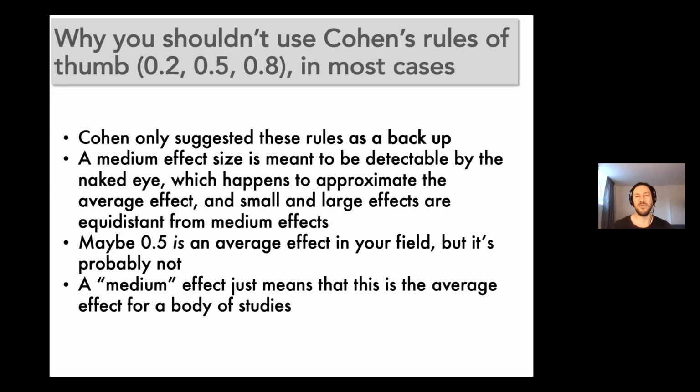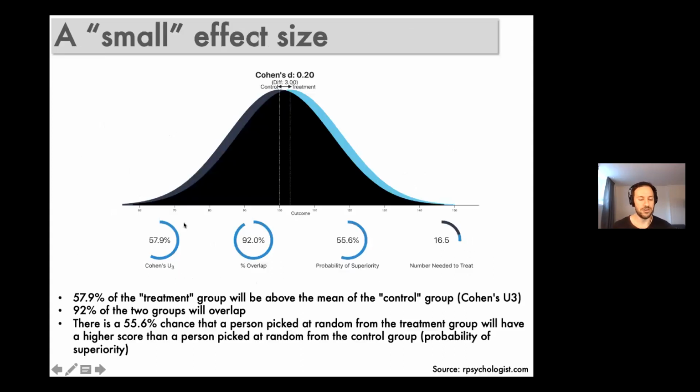And when he originally proposed a medium effect, he was like, well, a medium effect is something that you can kind of see with your eye. And it happens to actually be the medium effect in many fields. So in that respect, he was quite right, at least within psychology. And the idea that the small effect and a large effect is equidistant from this medium effect. So maybe 0.5 is average in your field, but maybe it's not. Maybe it's a bit smaller, maybe it's a bit larger. So a medium effect, all this means is that it's just the average effect for a body of research.